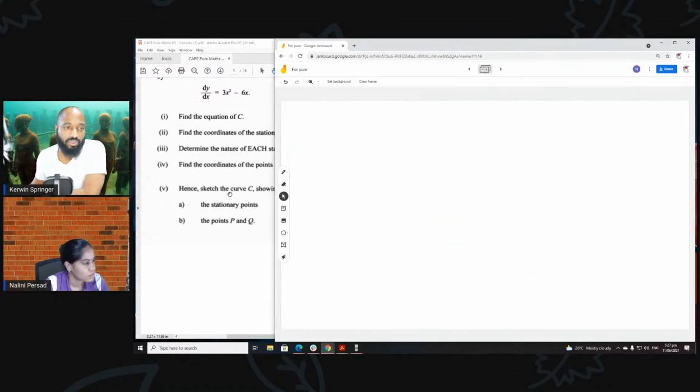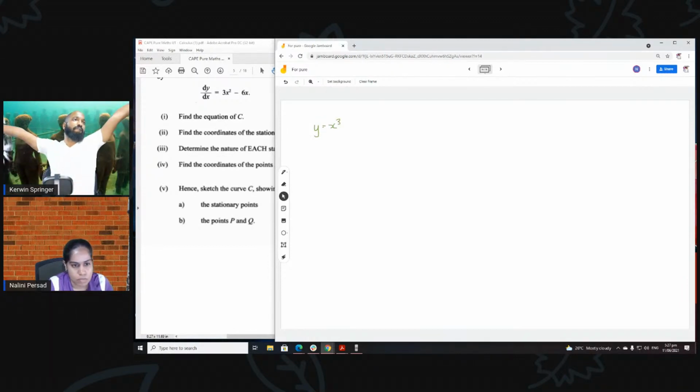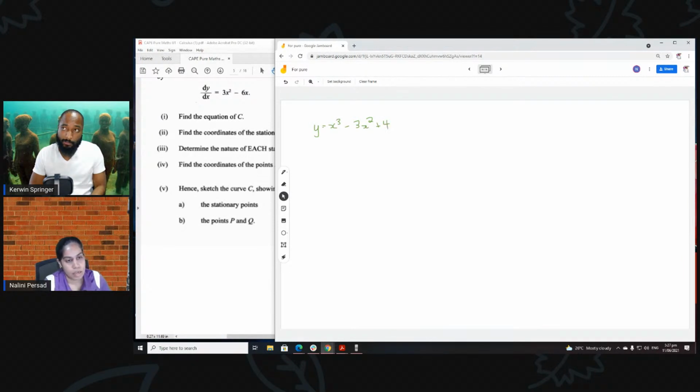Okay, cool. So part 4, the curve meets the x-axis at P and Q. The equation of the curve is y equals x cubed minus 3x squared plus 4. When it cuts the x-axis, that's when y is equal to 0. So we have x cubed minus 3x squared plus 4 equals 0.